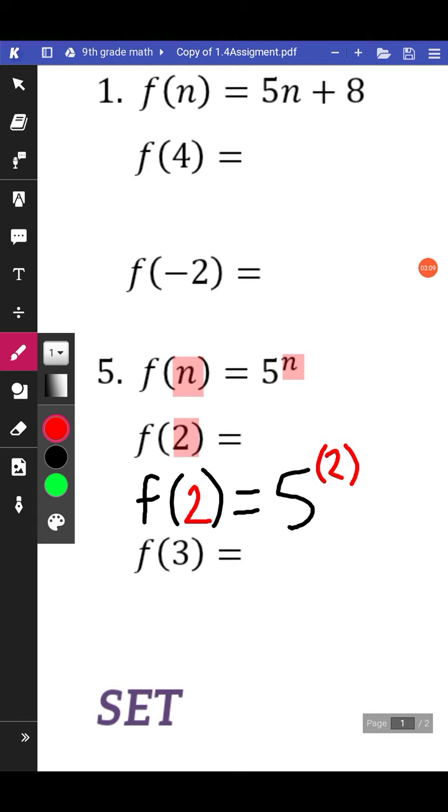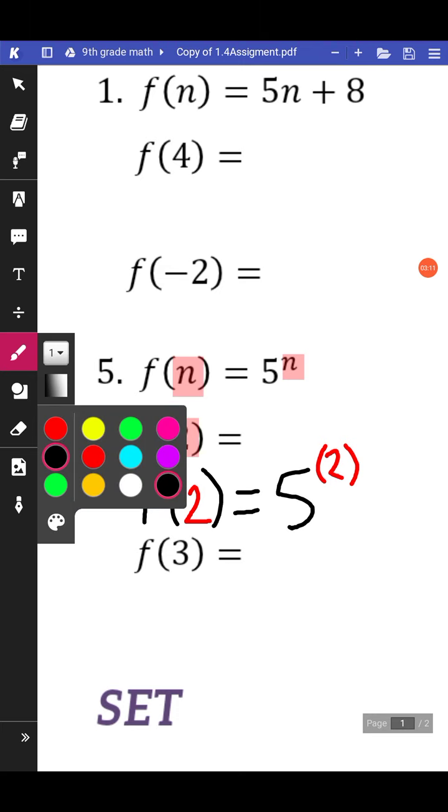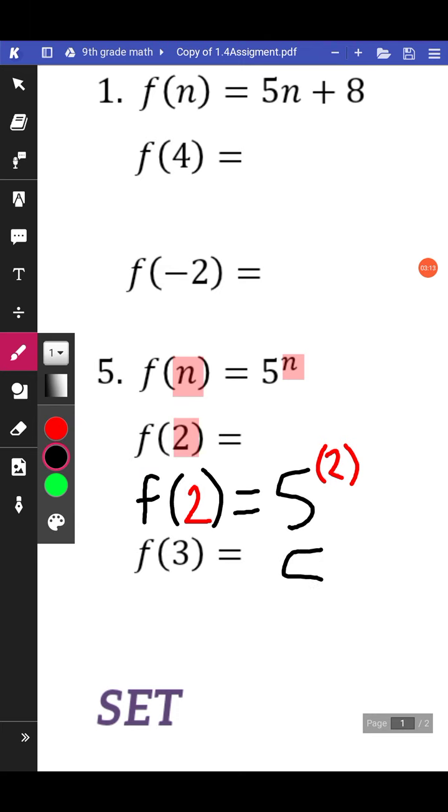So now we have 5 squared. So in this case, we don't need those parentheses. So let me show you what I mean. We could write it the same as that. So 5 squared is 25. So we know if we plug a 2 in, our answer is 25.